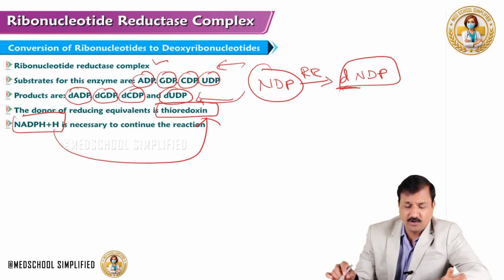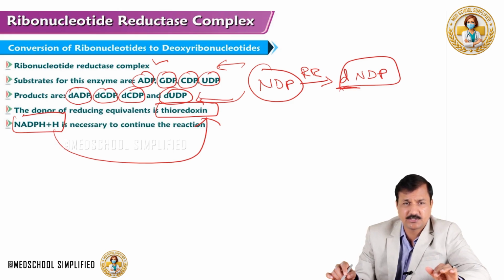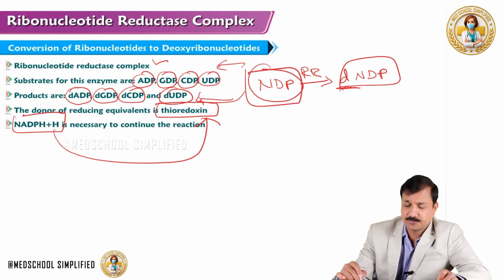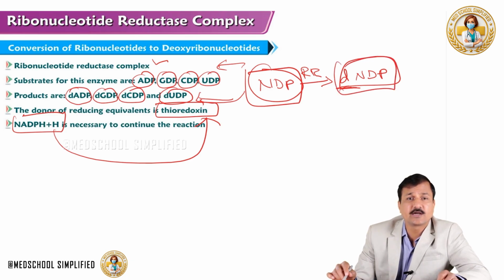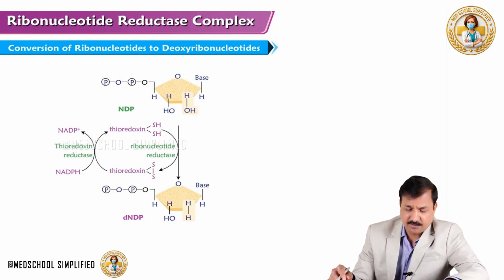So with the help of all these things, that is, with the availability of substrates, reduced thioredoxin, and sufficient NADPH plus, which is predominantly coming from the pentose phosphate pathway, ribonucleotide reductase is able to convert all nucleotide diphosphates into their deoxynucleotide diphosphates. Let's look into the reaction proper here.